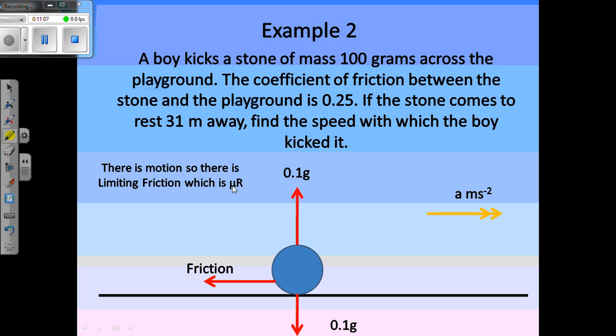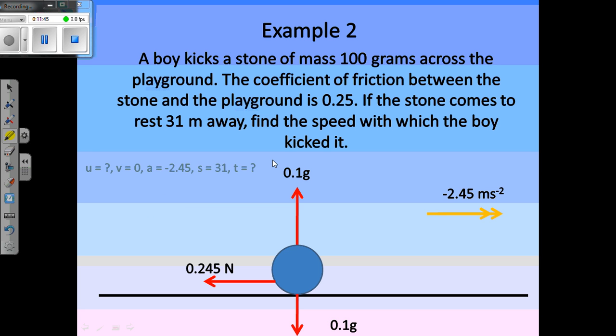So there is limiting friction, which is mu times R. So the size of the frictional force is mu, which is 0.25, times 0.1g. And that is 0.245 newtons. Now the resultant force is equal to ma, and because it's in the direction opposing motion, it'll be minus 0.245 is equal to 0.1a. So working that equation out, a is equal to negative 2.45 meters per second squared, which tells us there's deceleration.